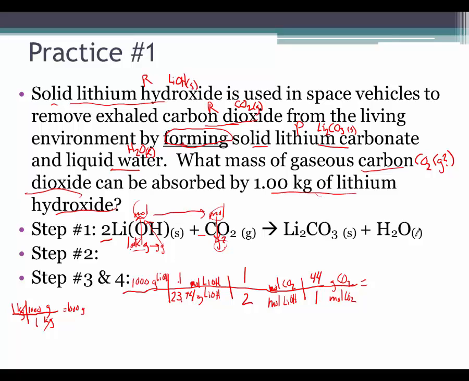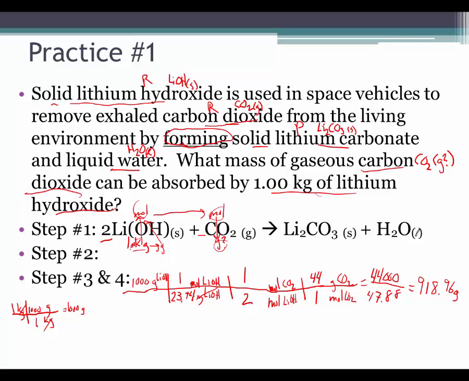And remember, we have to multiply across the top, get a number, multiply across the bottom, get a number, and divide the two. So we get 44,000, divide that by 47.88, and we get 918.96 grams of what? We have a bunch of stuff here, right?